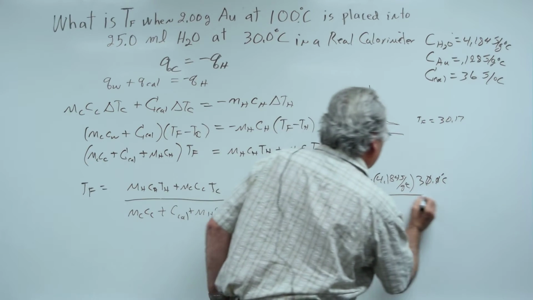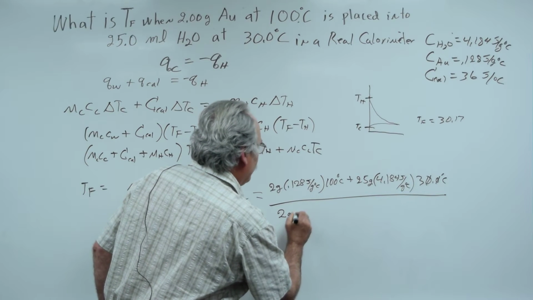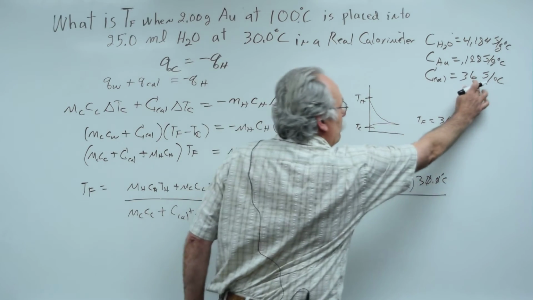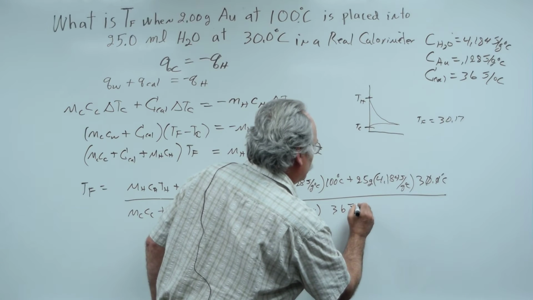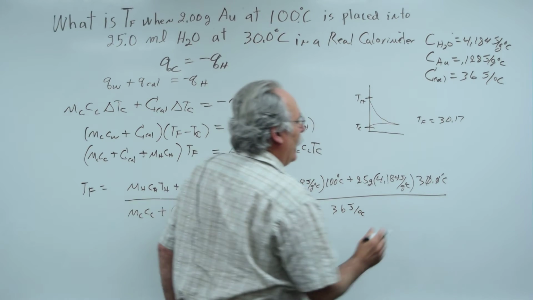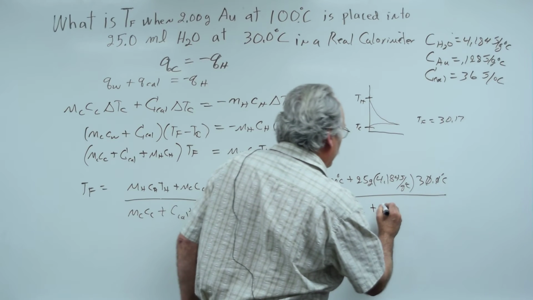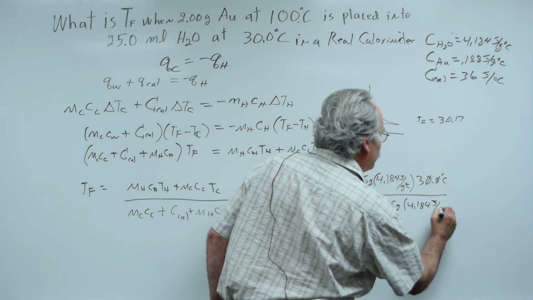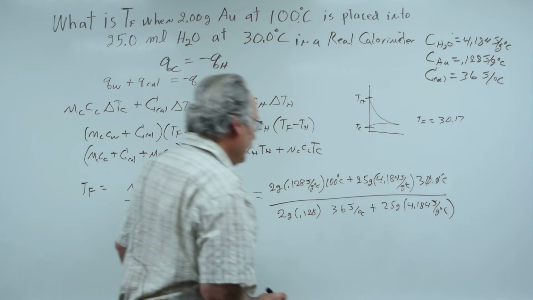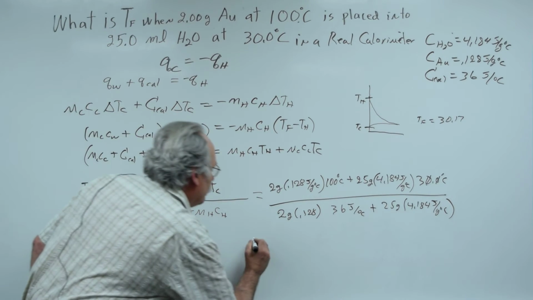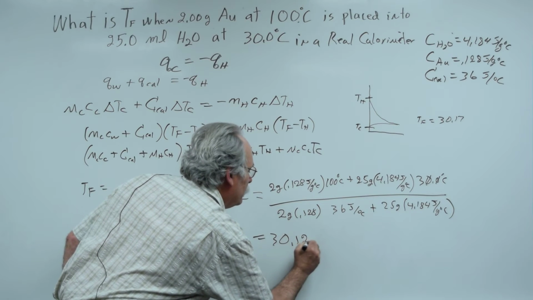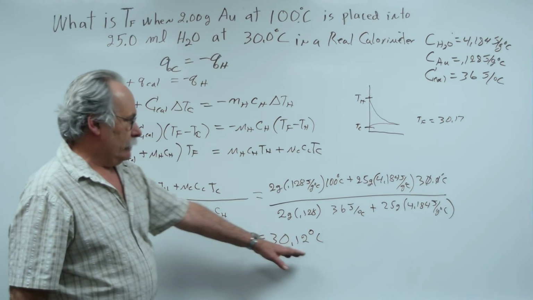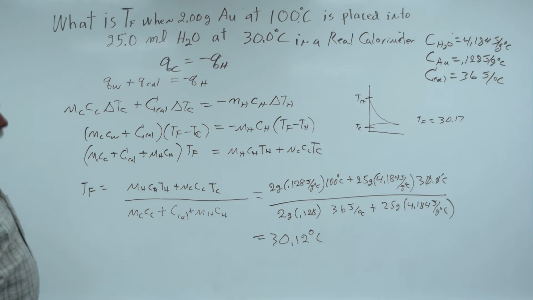And now I divide that by the mass of the hot times its specific heat capacity of the hot, plus the C of the calorimeter, which is 36 joules per degree C, and plus the mass of the cold, 25 grams, times 4.184 joules per gram degrees C. Okay, and I now pull out my calculator, and I come up with a final temperature of 30.12 degrees C. Okay, and technically this would be 30.1 with 3 significant digits.